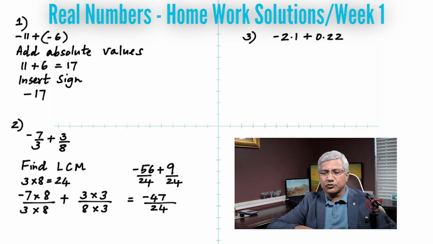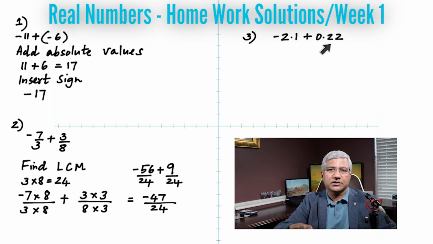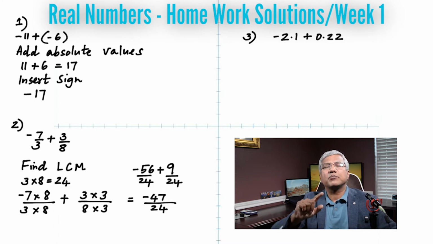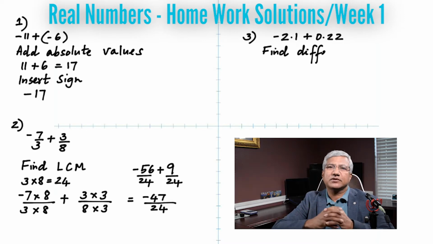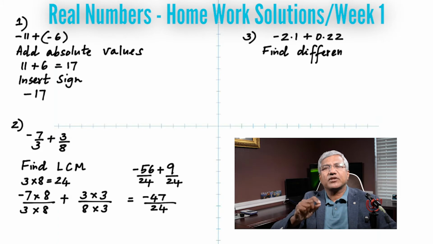Here is the third question. You have negative 2.1 plus 0.22. So we are adding a negative number with a positive number. In this case, what you do is simply take the difference between the absolute values. And then once you find the difference, give it the sign of the greater number.